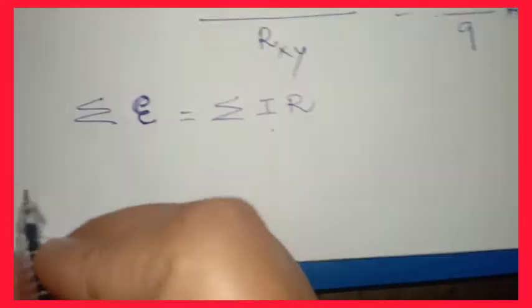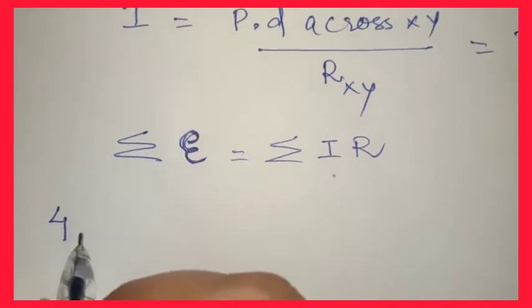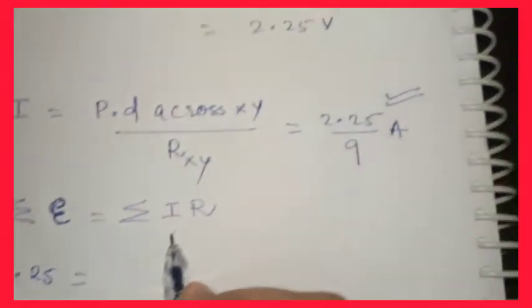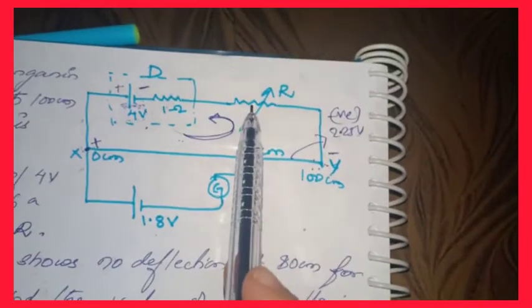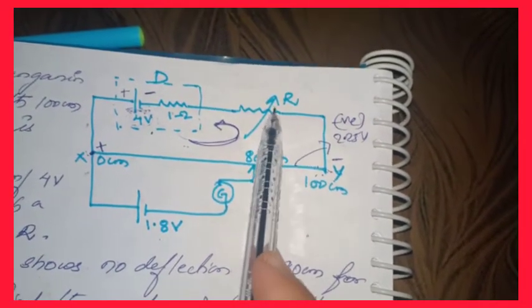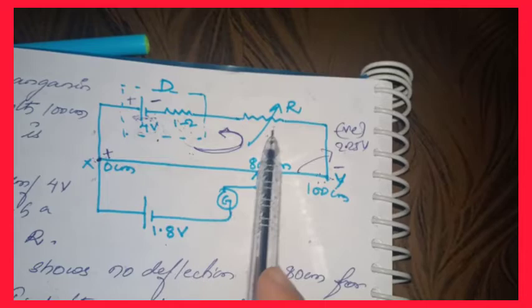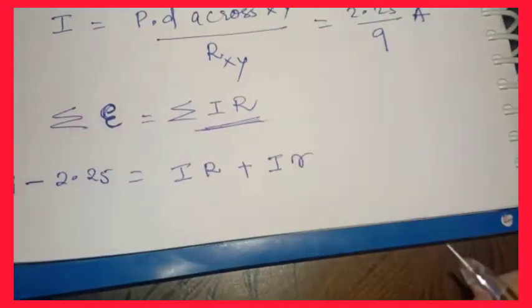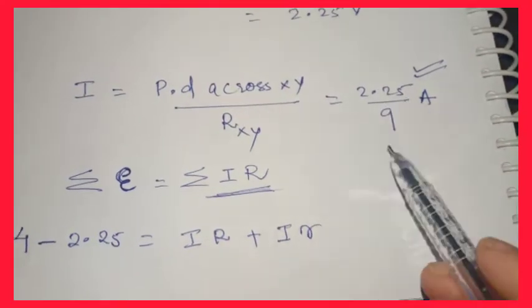So let me substitute the values. 4 volt is positive and potential difference XY was negative. So minus 2.25 is equals to, we need to see how many resistances are there in the upper circuit. So here students, how many resistances are there? There are 2 resistances. One is the variable resistance R and another is the internal resistance of the accumulator. And we will take the product of current and resistance for both. So I into R plus I into R. We know the value of I, so we can substitute the value of I, that is 2.25 divided by 9.